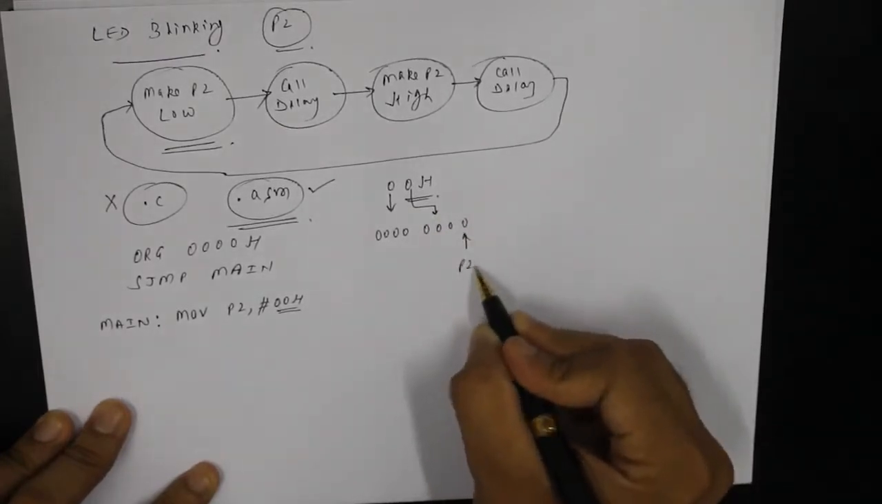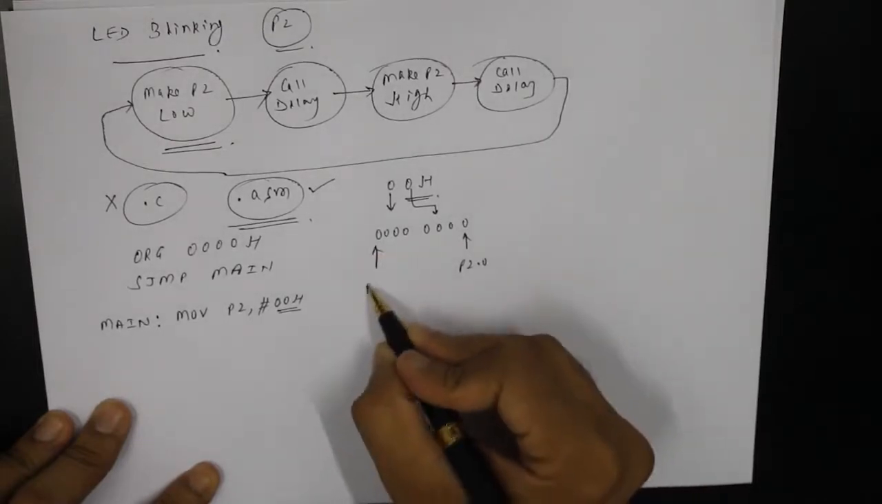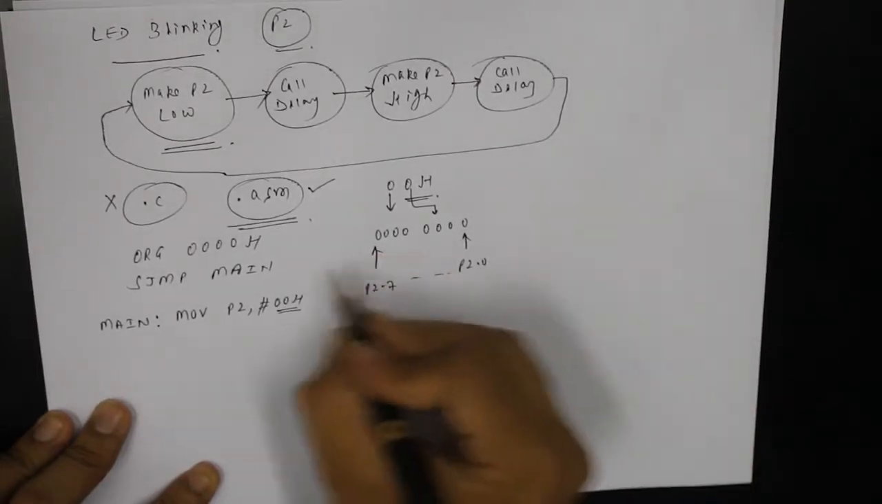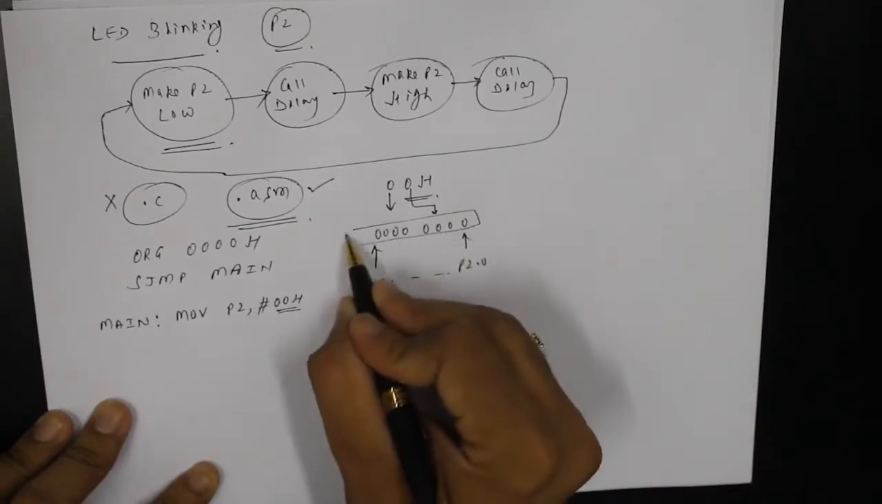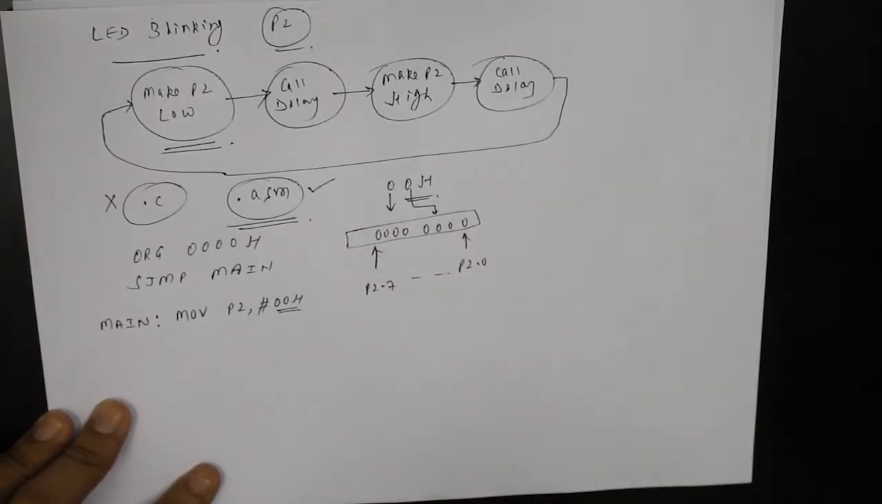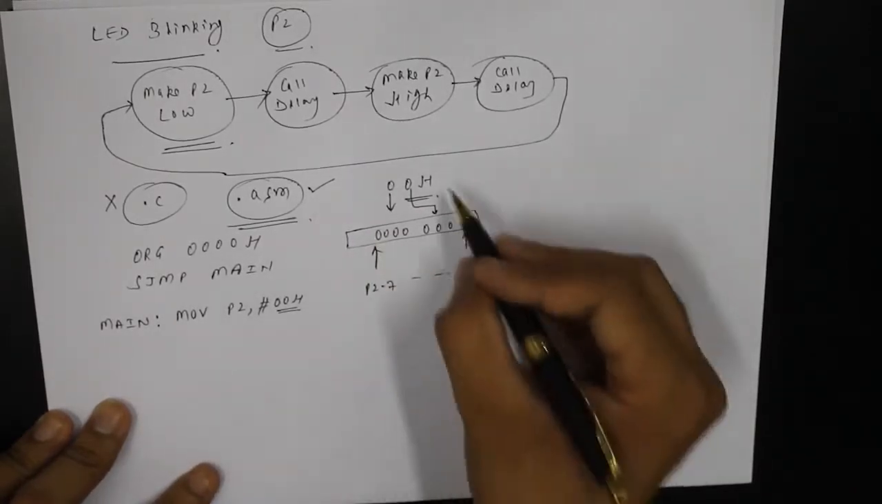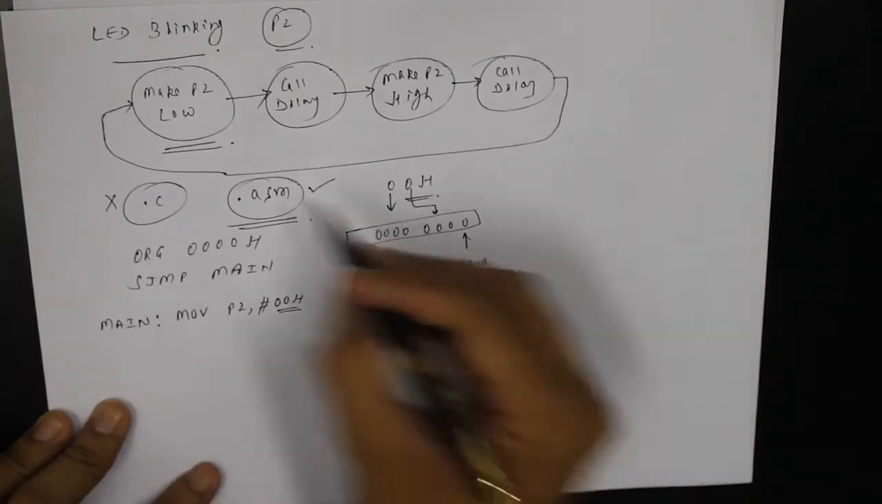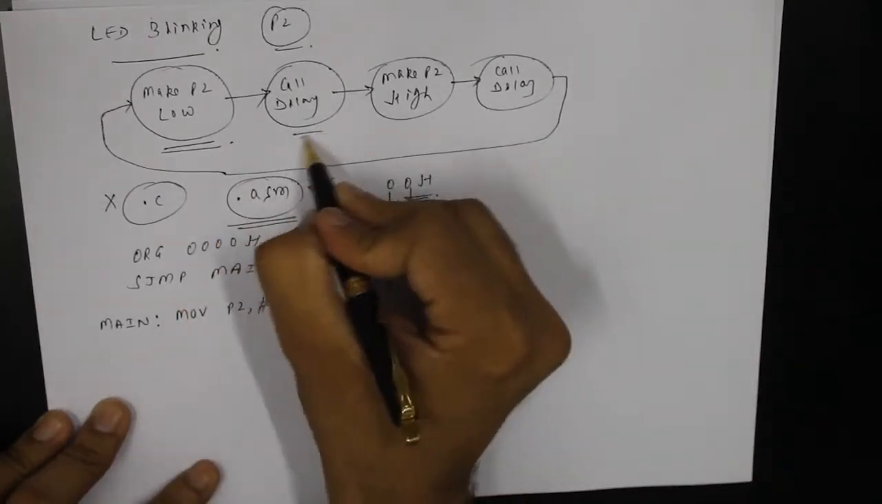This will be the state of P2.0 and this will be the state of P2.7 and so on. So you can see all the pins of port 2 will be 0 by writing this instruction. It's the hexadecimal format that we're using. Now this is done. Now we have to call a delay subroutine.